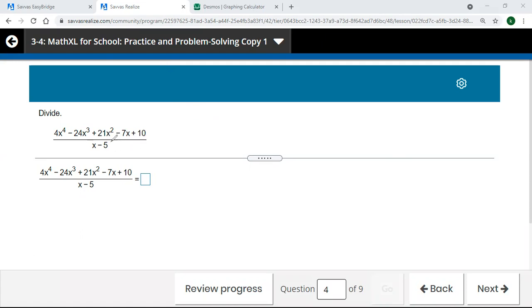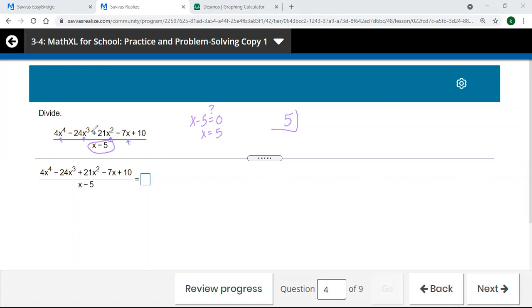So synthetic starts out by taking what you're dividing by and answering the question, when does it equal 0? And hopefully you agree that's a 5. That 5 comes out here in this little box in the front. Now I take the coefficients, and if I have any missing degrees of terms, I'm going to leave a 0 in those spots. In this problem, I do not.